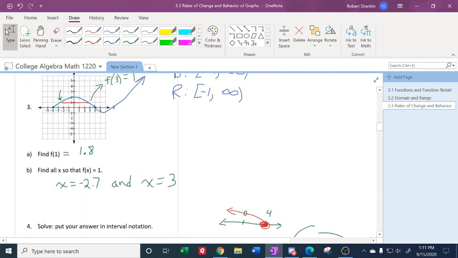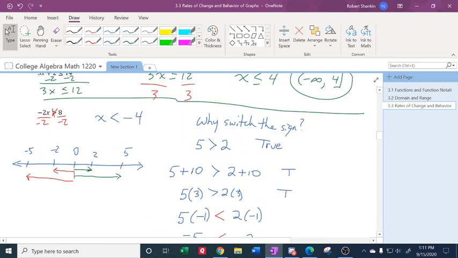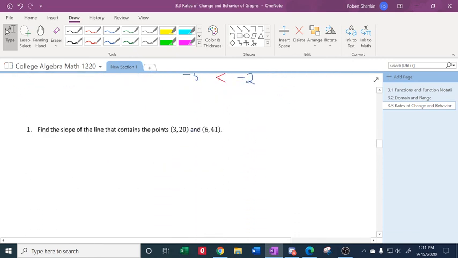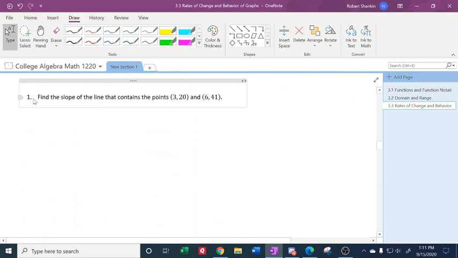All right, so let's go to the next one. This is 4. It changed my number. It does this all the time, changes numbers. This is number 5. Find the slope of a line that contains these 2 points. Give everybody a minute.